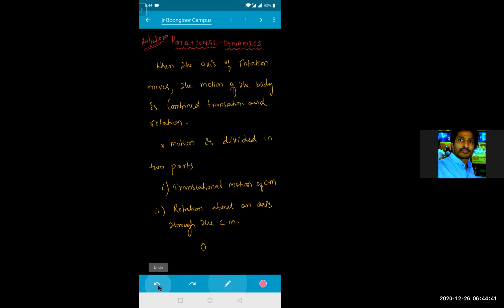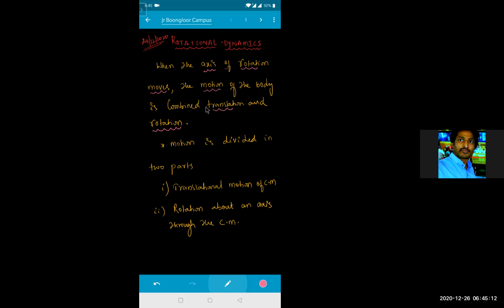So what do you mean by rotational dynamics? When the axis of rotation moves, then the motion of the body is a combined translational as well as rotational motion. So that is called rotational dynamics. That means if the axis of rotation is not only moving, translating, but it is also rotating, such a type of motion is called both translation and rotation.